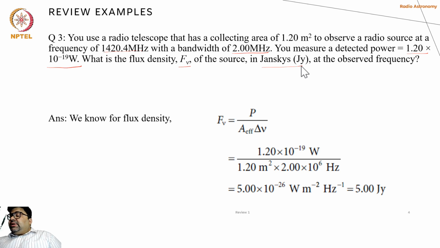So first of all, 1 Jansky, we can again revisit this. 1 Jansky, given by Jy, is 10 to the power minus 26 watts per meter squared per hertz per steradian inverse. Okay, that is already known.